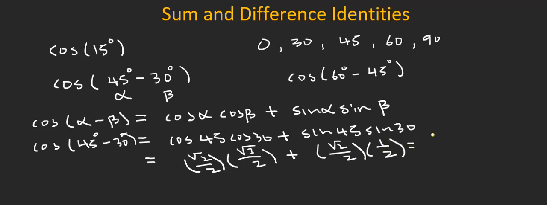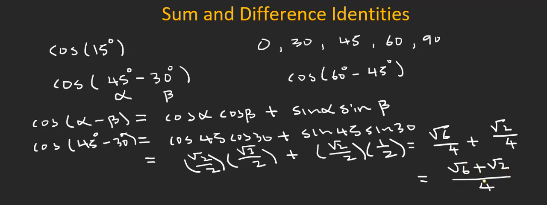So you end up getting radical 2 times radical 3 is radical 6 over 4, plus radical 2 times 1 is radical 2 over 4. So you end up getting radical 6 plus radical 2, all over 4. And you might want to use your calculator to check if cosine of 15 is this expression when you change that to decimals.